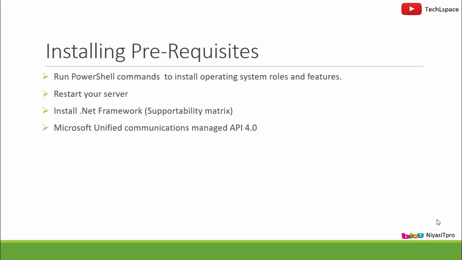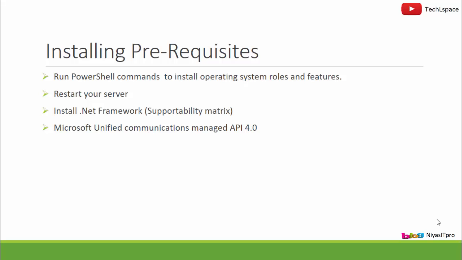However, once you have a ready environment, let us start with installing prerequisites. Installing prerequisites involves installing roles and features, .NET Framework, and Unified Communication Managed API. All these downloads are available from Microsoft. You can visit my website neasitpro.com to get the PowerShell commands to run the server roles and feature installation, and the direct link to download the .NET Framework and the others mentioned.